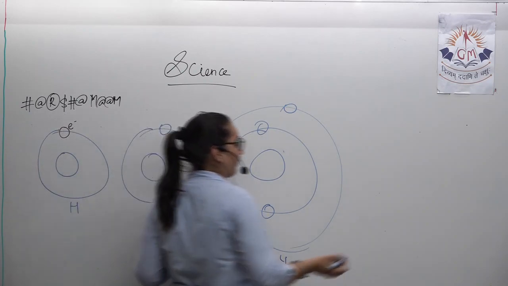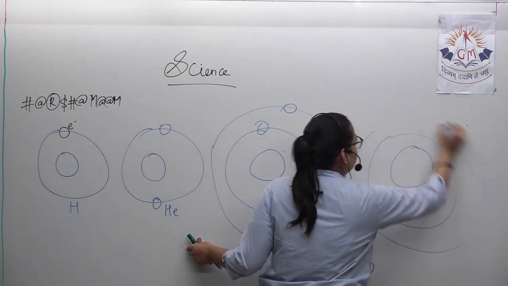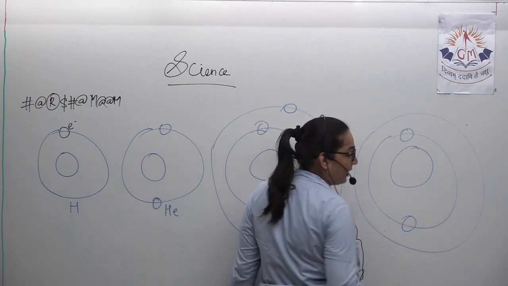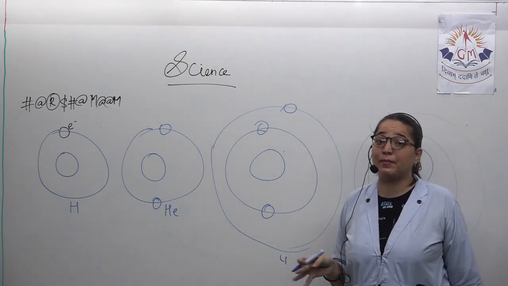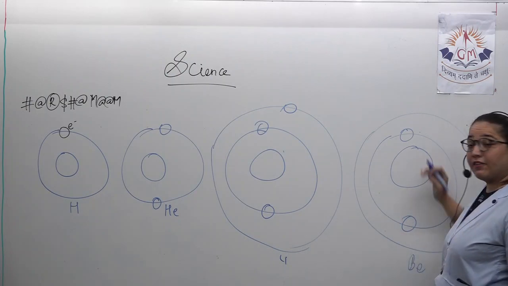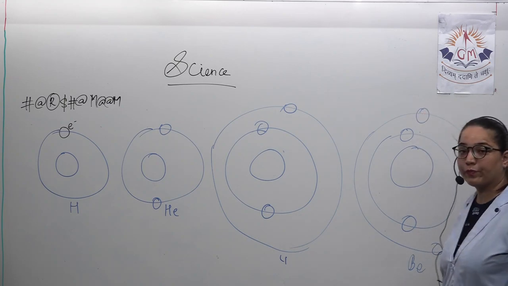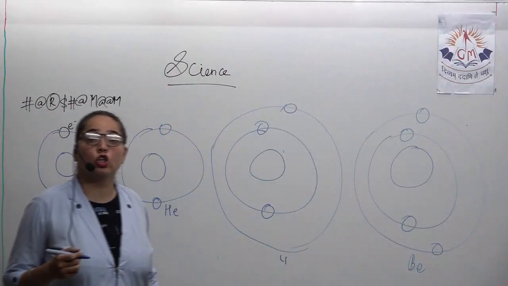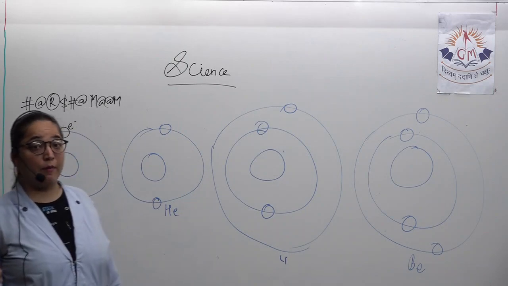Come to beryllium. Nucleus, first orbit, second orbit. In beryllium, the first orbit is having how many electrons? 2. Next L shell. L shell can accommodate how many maximum? 8. So the electronic configuration of beryllium is, in the first orbit 2, in the next orbit again 2. Note down these 4 electronic configurations. After that we'll move further. Be quick.